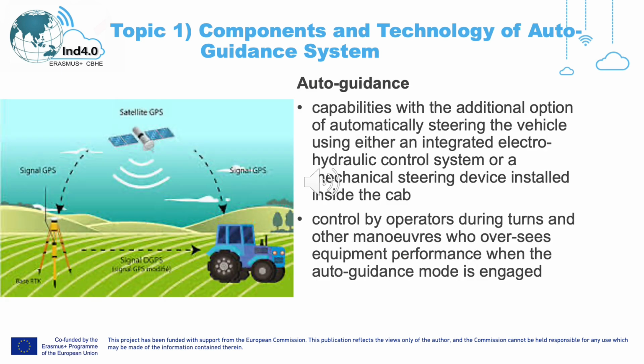More advanced auto-guidance options include similar capabilities with the additional option of automatically steering the vehicle. It uses either an integrated electro-hydraulic control system or a mechanical steering device installed inside the cab. When implementing an auto-guidance option, the operator takes control during turns and other maneuvers and oversees equipment performance when the auto-guidance mode is engaged.